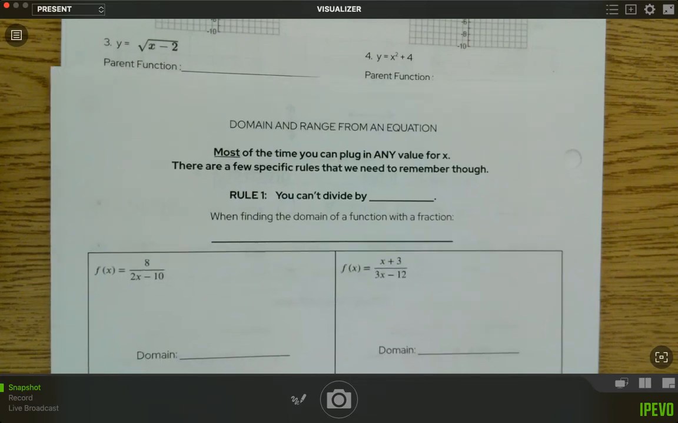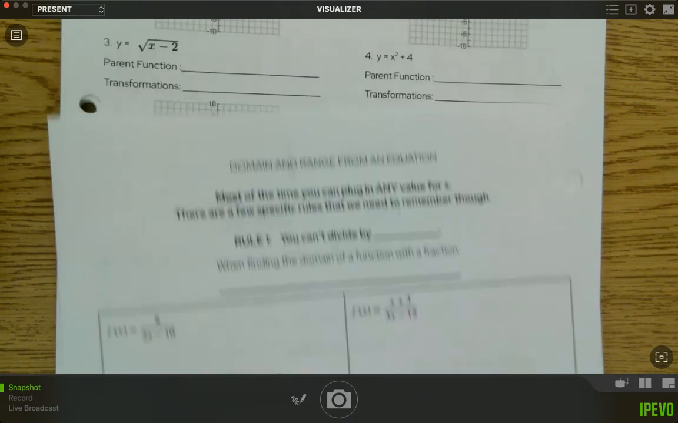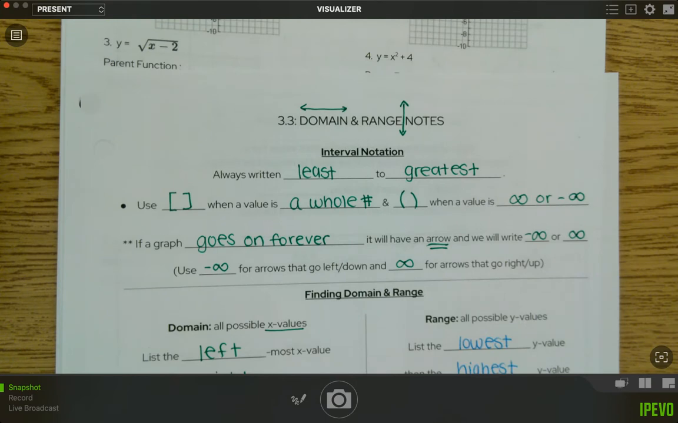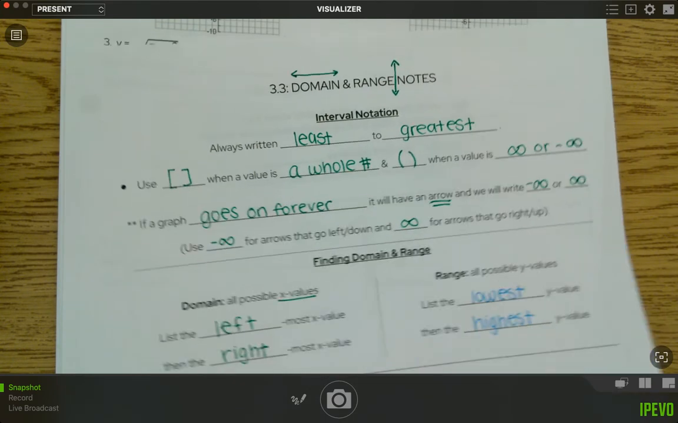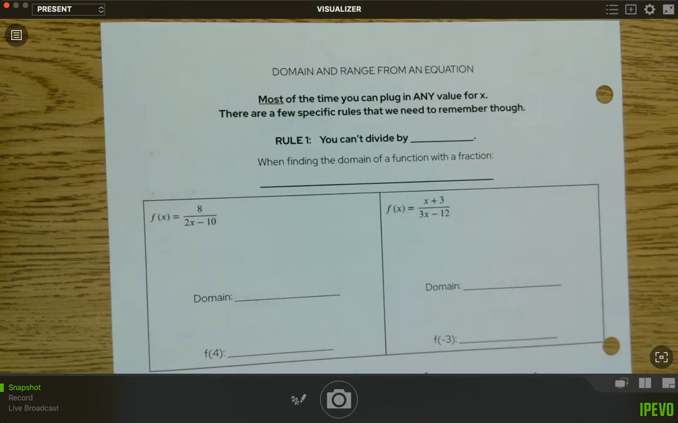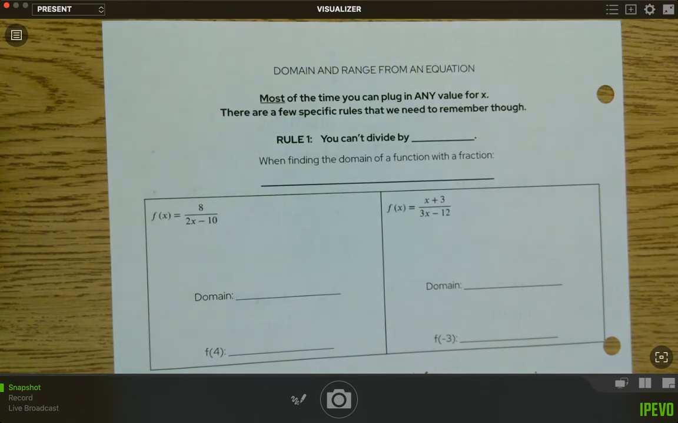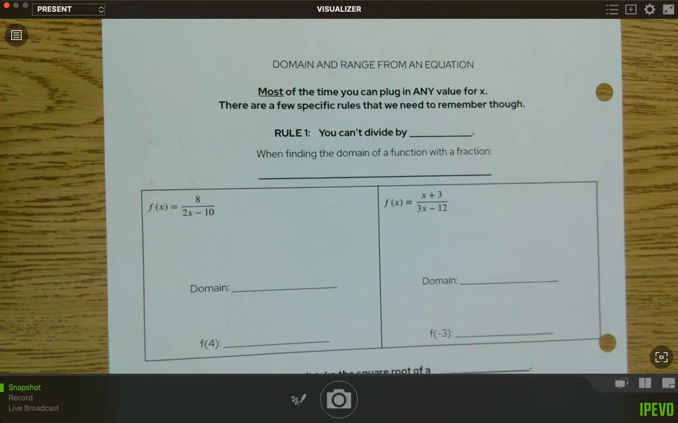Welcome to the back side of the 3.3 notes. The front side looks like this. The back side looks like this. So make sure you watch the first part, and then we're going to move on to the second part.